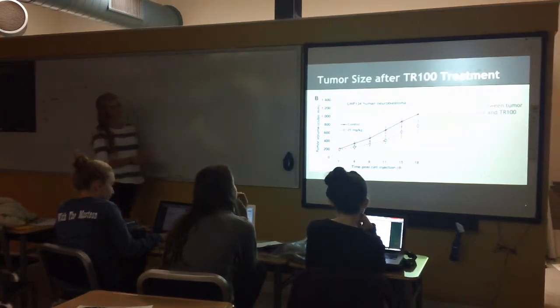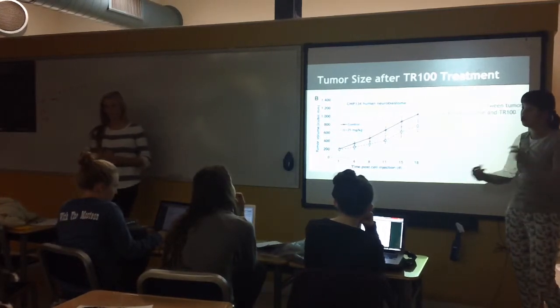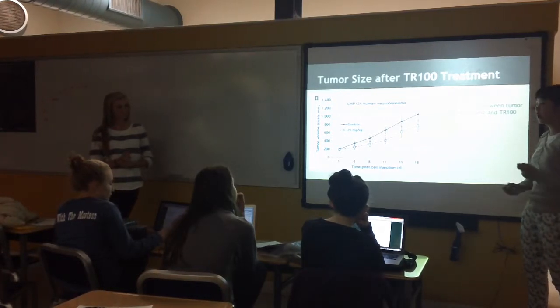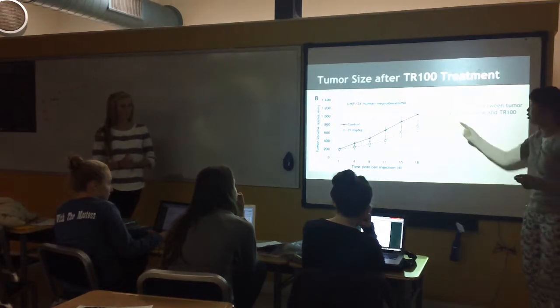Okay, this is a graph showing the tumor size after TR100 treatment. This is zooming out a little. This is actually measuring the volume of tumors in the mouse, in the human neuroblastoma cells.